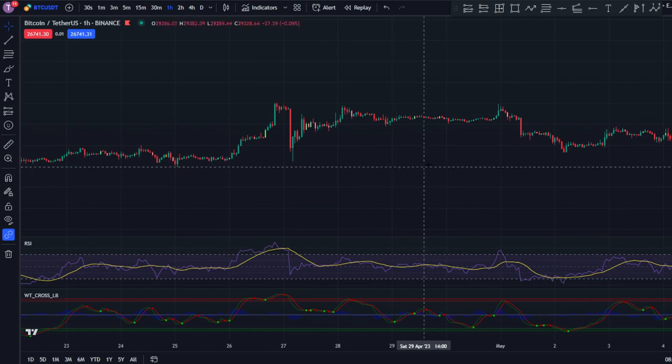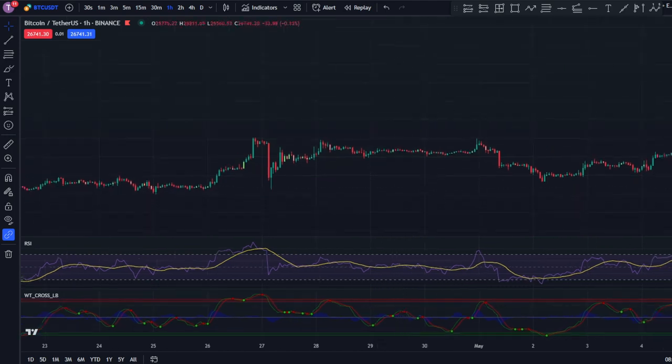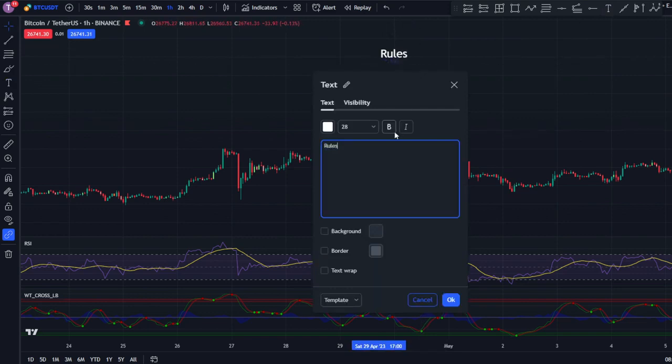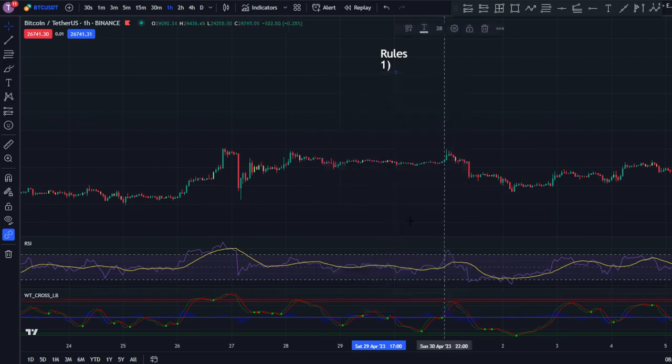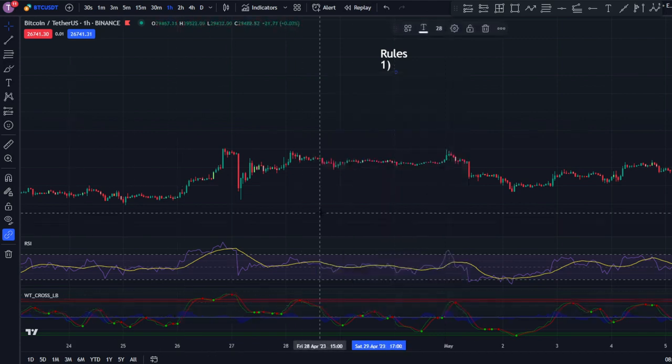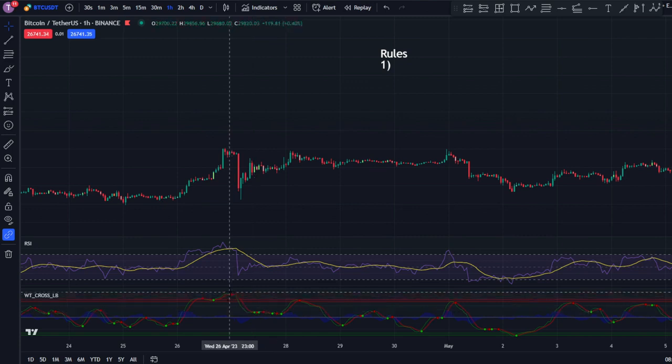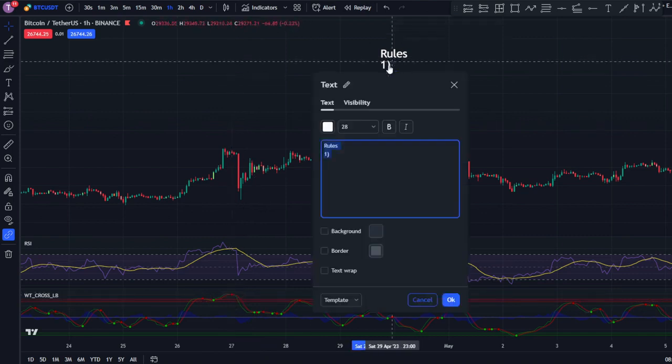First up, I'm going to teach you the rules for this strategy. So let's write it out. The rules are very simple. First, we look at the Wave Trend indicator. What we see are these red dots and green dots. Whenever there is a green dot, you want to take a long position. Whenever there's a red dot, you want to take a short position. So wait for a green or red dot to appear.